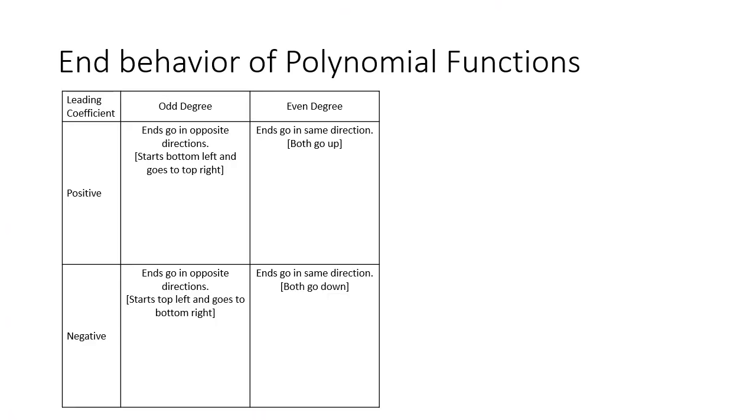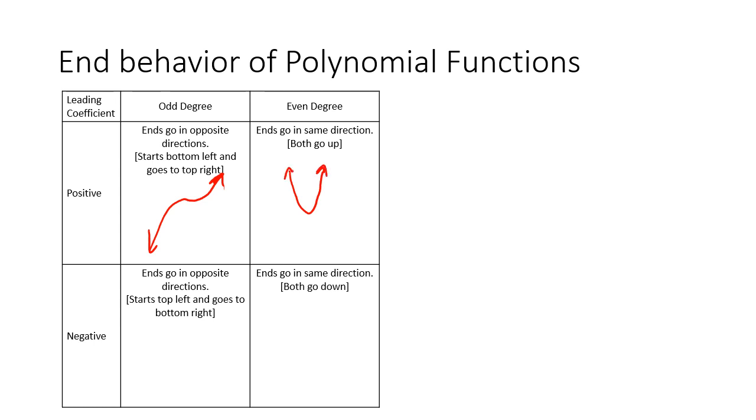All right, here's a summary of what we just said. For an odd degree polynomial with a positive leading coefficient, we're going to expect end behavior that does something like this. It's going to start in the bottom left and go to the top right. For an even degree polynomial with a positive leading coefficient, both ends are going to go up.